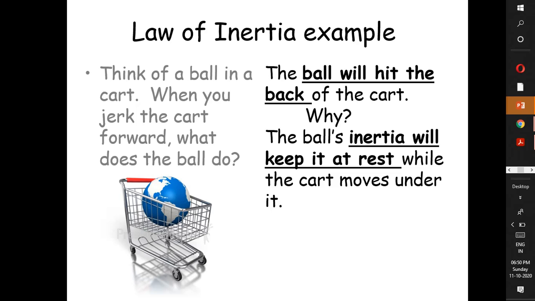Okay, so what will happen? Think of a ball in a cart. When you jerk the cart, you push it, and at that time the ball will be trying to go back toward the rear of the cart. The ball will hit the back of the cart. So the ball's inertia will keep it at rest while the cart moves under it.